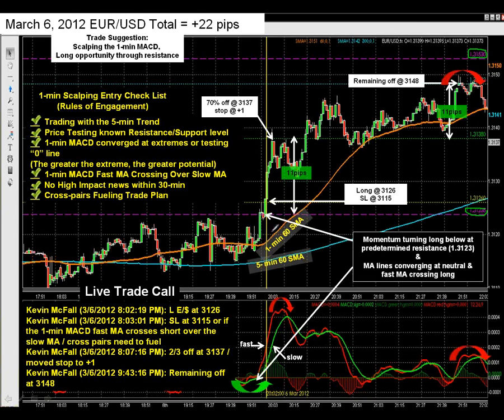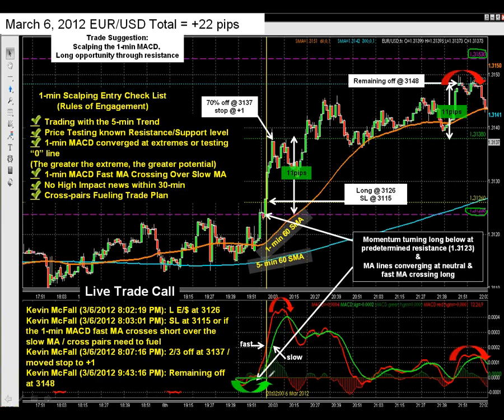We use that because we know that we have support resistance right here at 31.23, and price comes right up to this level. You can see it initially stalls right at 31.23. But remember, we also look at our MACD indicators. Here's our fast moving average, the red line, and the green line is the slow moving average. If you go through our 1-minute MACD training module, you'll see that we have 3 main triggers that we look for.